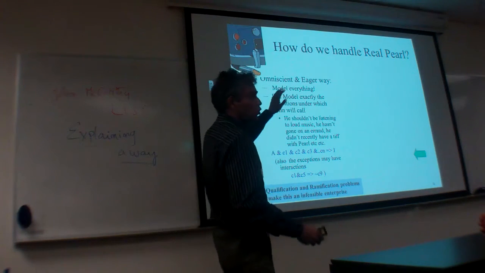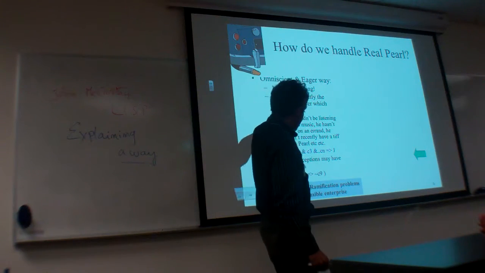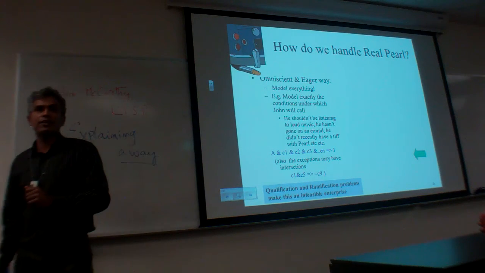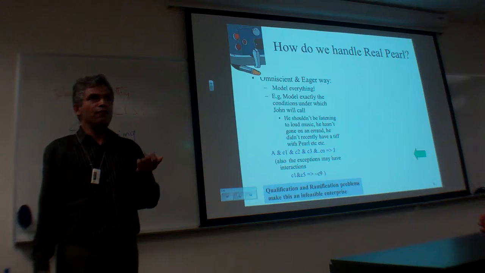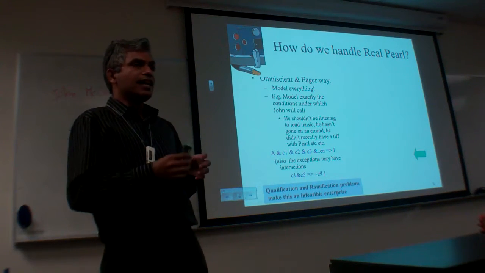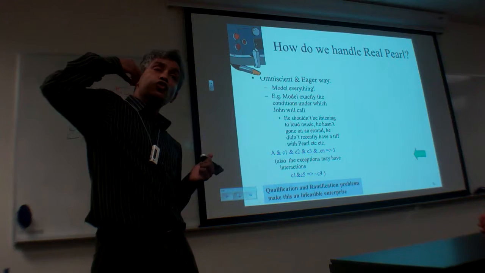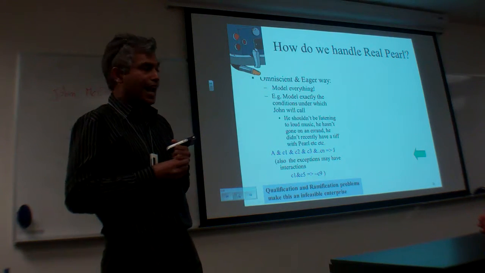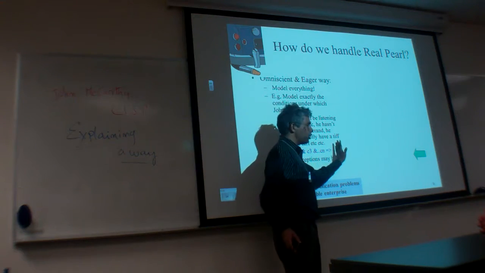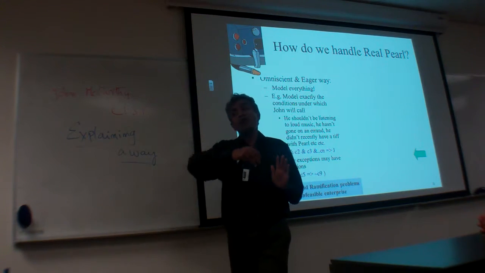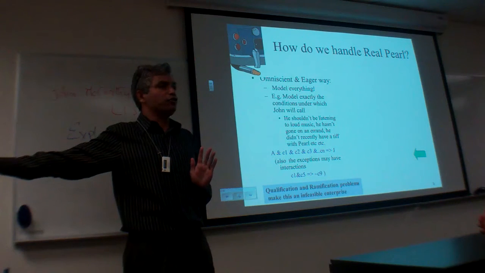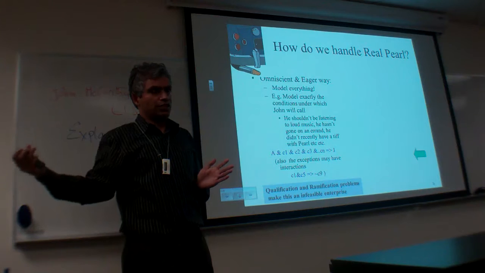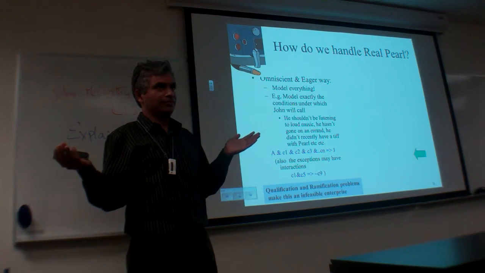Okay, so this won't work. I hope you understand this. And so it actually goes under two names, qualification and ramification problems in AI. A qualification problem essentially says that for any realistic world, you don't quite know what all the exceptions for a rule are. Ramification problem says if J were to become true, you don't quite know what all the consequences of J becoming true are. So basically, you don't know anything. Okay?